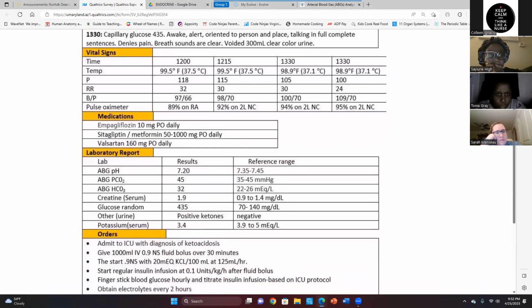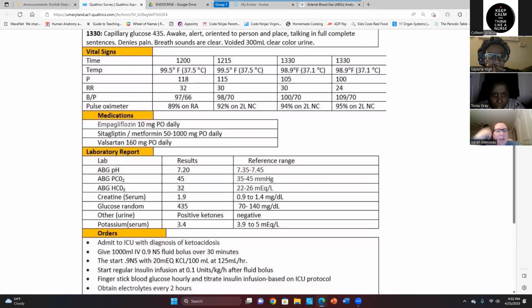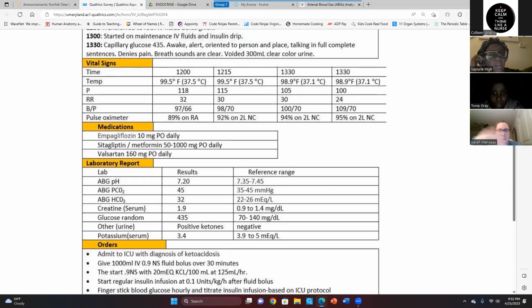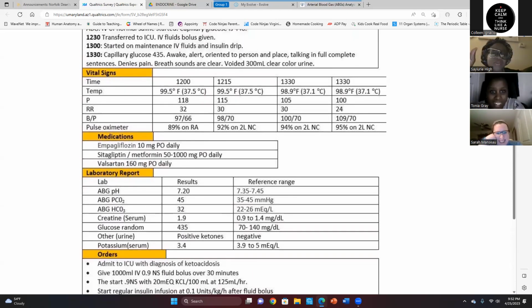1330, I don't know why they gave it to us twice. I guess they took it again. Yeah, they got 1330. 95% on 2 liters now. Yeah, the blood pressure's up a little bit. I think it's supposed to be 2 o'clock. It says 1330 twice. Anyway, okay, let's keep going.